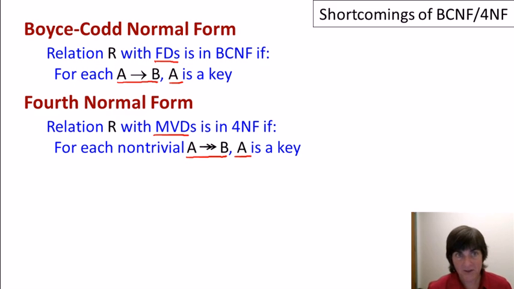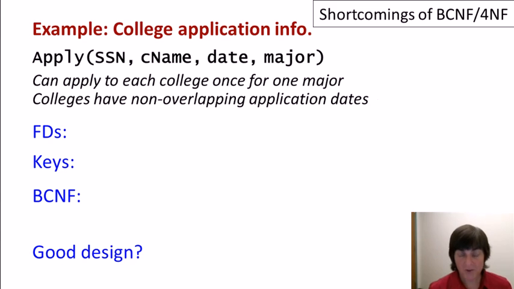What we're going to see in this video is a few examples where Boyce-Codd normal form or fourth normal form are actually not necessarily desirable for the specific relations we're designing. As usual, we'll be using our college application information database, although each of our examples will be a bit different.